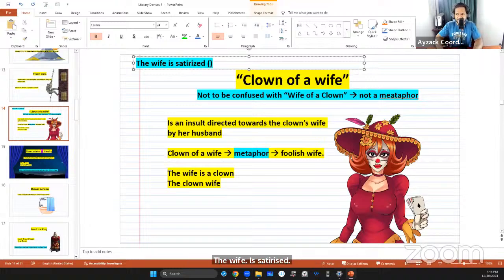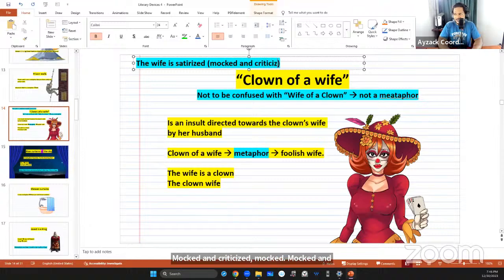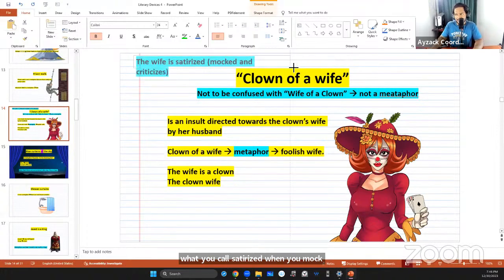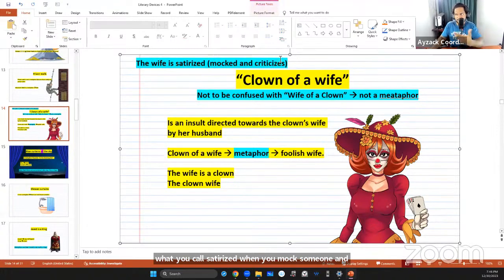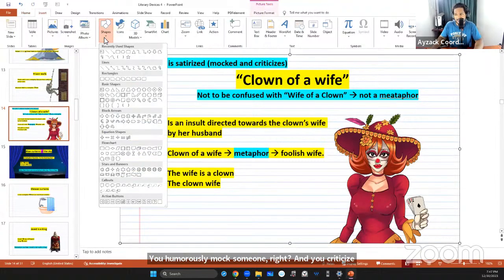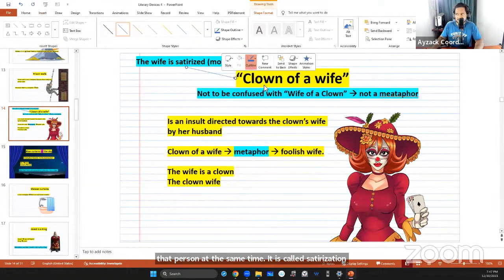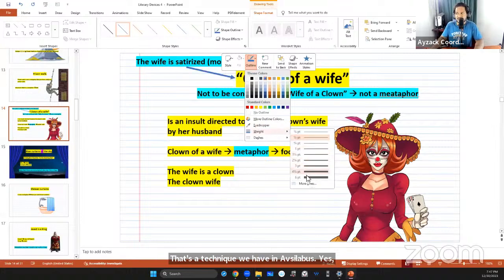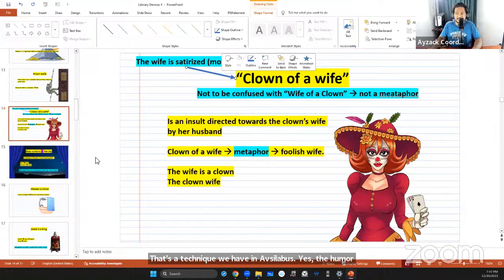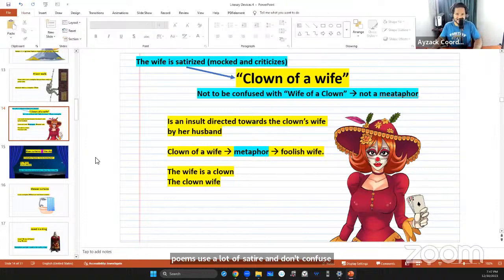What do you mean by satirized? Mocked and criticized. Mocked and criticized is what you call satirized. When you mock someone and criticize that person at the same time, you humorously mock someone, right? And you criticize that person at the same time, it is called satirization. That's a technique we have in our syllabus. Yes, the humor poems use a lot of satire, and don't confuse satire with sarcasm, all right? Satire means you are mocking someone while you are criticizing them.